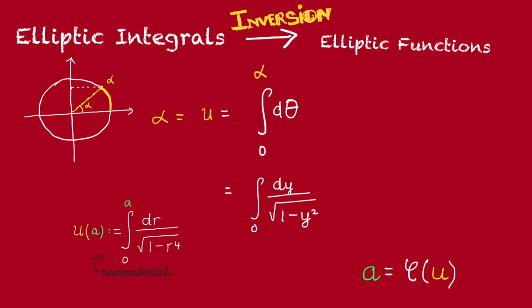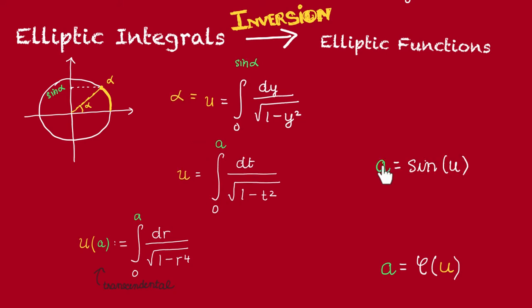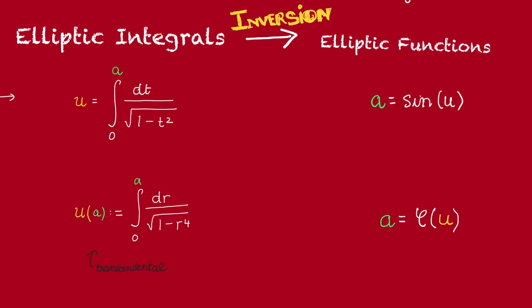Well, that should be the y-coordinate of this alpha, right? And what is the y-coordinate of this alpha? That is just sine alpha. Thus, from this discussion, we see that for this integral here, the inverse is just the sine function. Because look, the inverse here, this a, is just sine of alpha, and alpha is equal to u. More generally, we can view trig functions as inverses of these arc length integrals, and so we can now think of the inverses of these elliptic integrals as generalizations of trig functions.